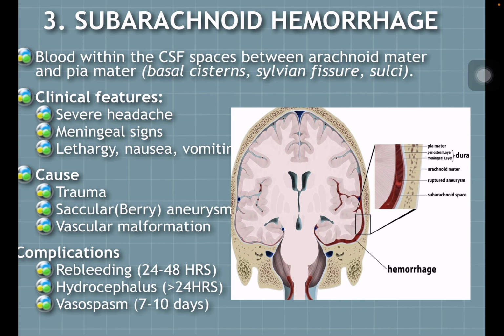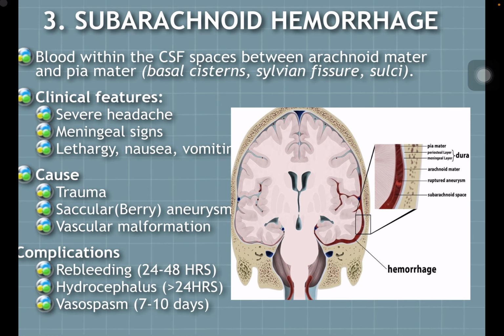Okay, number 3, subarachnoid hemorrhage, is blood within the CSF spaces between the arachnoid mater and pia mater in the basal cistern, sylvian fissure, and the sulci. Clinically, the patient might complain of severe headache. There is a meningeal sign. The patient might have lethargy, nausea, vomiting. So if you notice, it's not a totally specific symptom, but the cause might be suggestive.